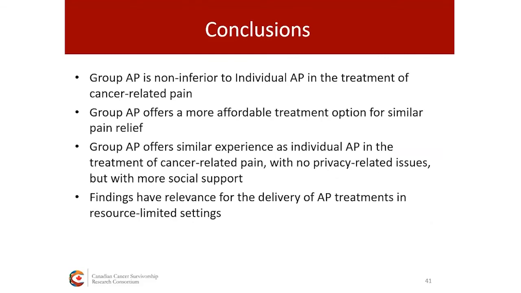In conclusion, now this is a snapshot of the entire presentation. Group acupuncture is non-inferior to individual acupuncture in the treatment of cancer-related pain. It offers a more affordable treatment option for similar pain relief, similar quality of life increment. Group acupuncture offers similar experiences as individual acupuncture in the treatment of cancer-related pain, with no privacy-related issues, but with more social support. Findings have relevance for delivery of acupuncture treatments in resource-limited settings, where acupuncture is not included as part of universal healthcare. Patients have to pay out of pocket, and patients have to go for more frequent treatment sessions.